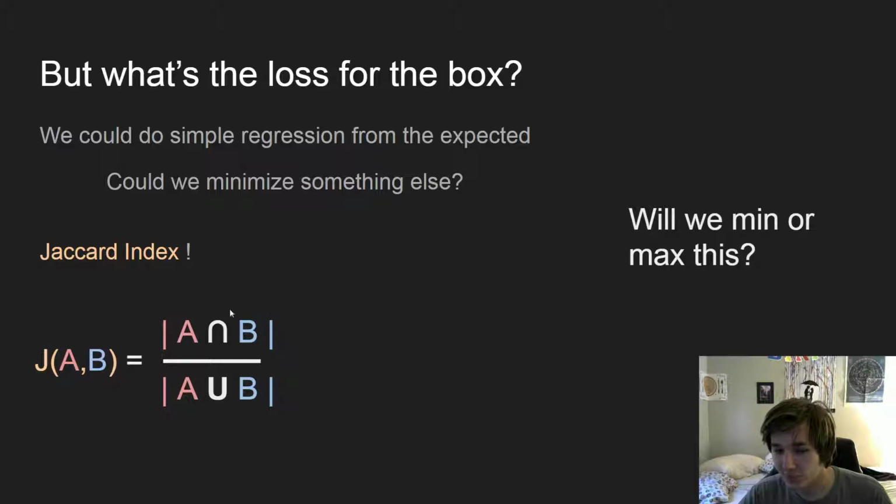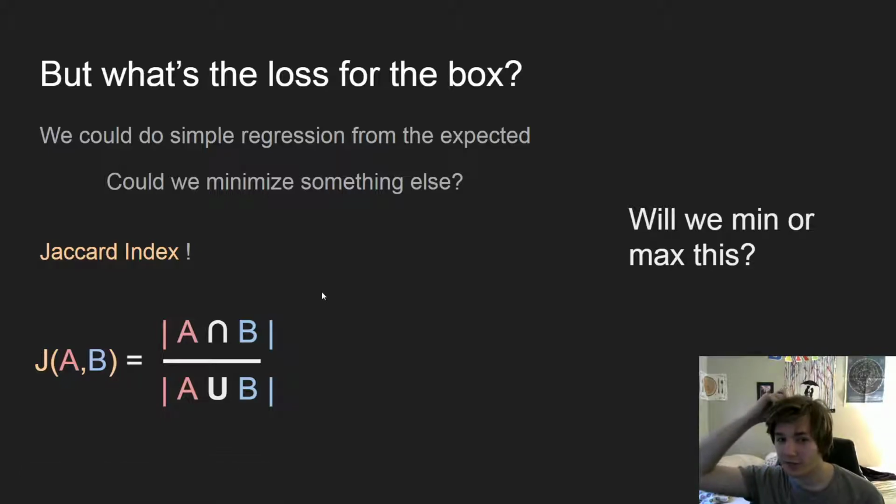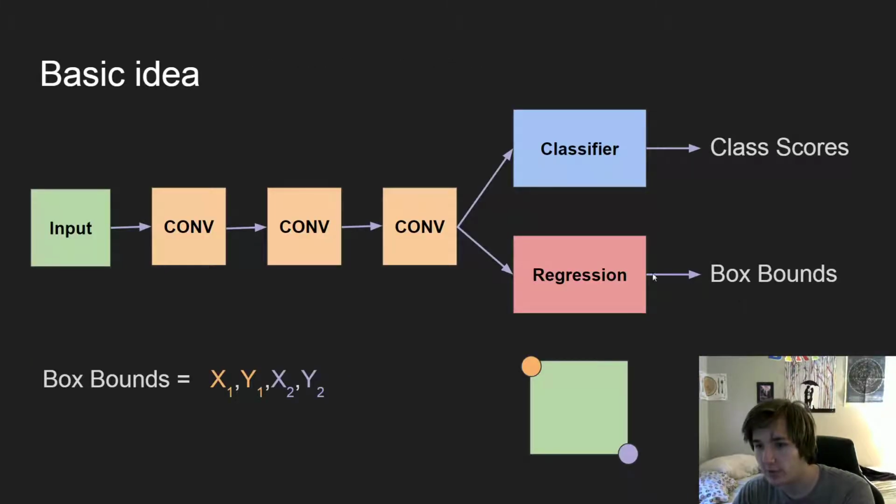As ours gets worse and worse and worse, this will become 0. So we're going to want to maximize that, and of course that doesn't work super well as a loss function. So what we're actually going to do is use a different function that is basically identical, which we call the Jaccard distance, which is 1 minus the Jaccard index. This is what we're actually going to use as our loss function for our regressor. Basically, we are going to find the loss for the regressor and backpropagate it, and we're going to find the loss for the classifier and backpropagate it.